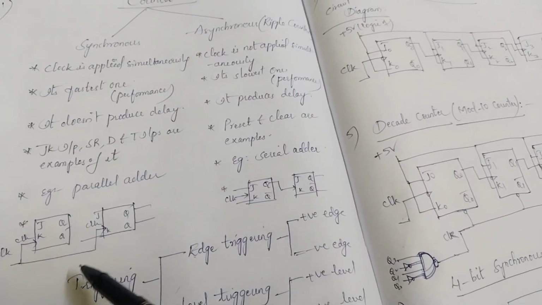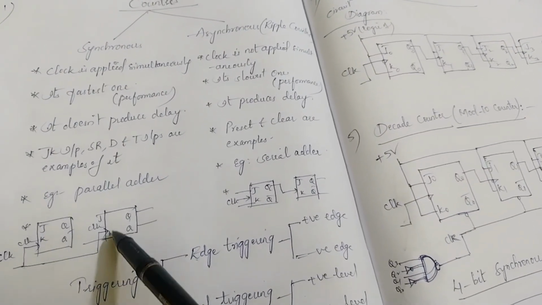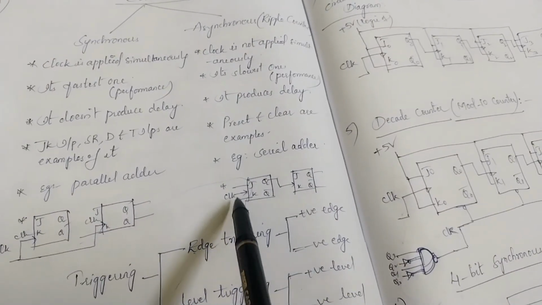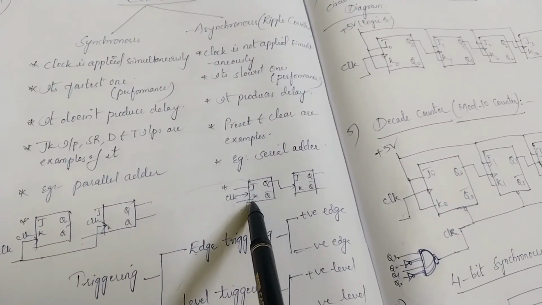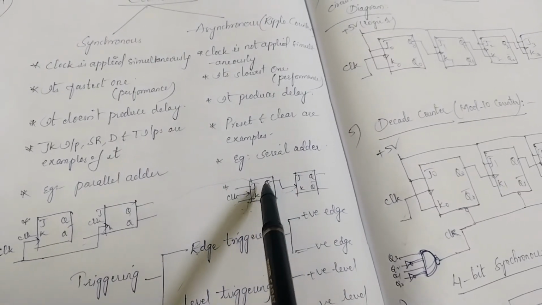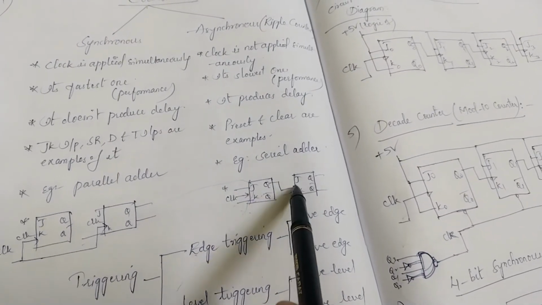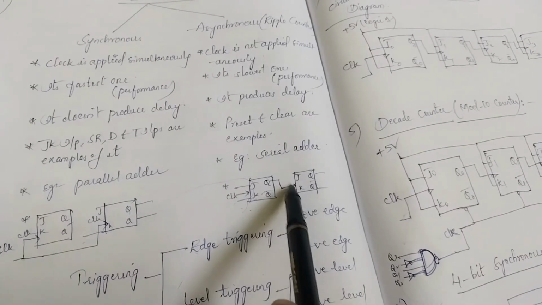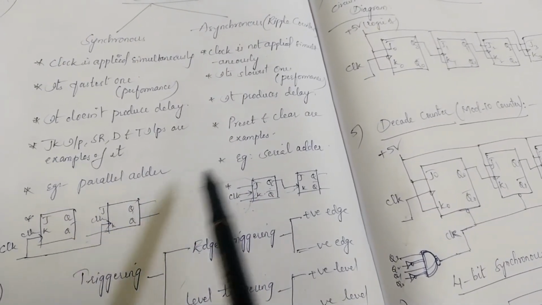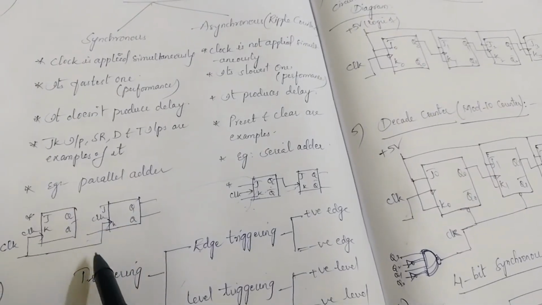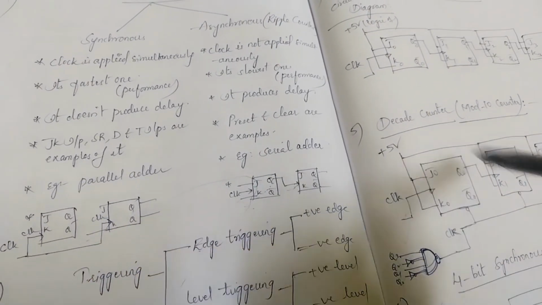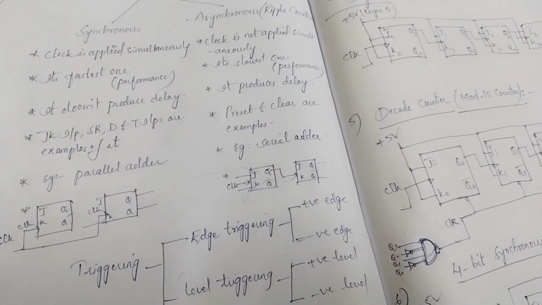So you can see from this diagram, here we are applying the clock simultaneously to these two flip-flops, but here we are not applying simultaneously. The clock is applied only to the first flip-flop, whereas the second flip-flop will be driven by the output of the first flip-flop. That means the second one's clock is applied from the output of the first one. So the second point is the fastest one and the slowest one. As the clock is applied simultaneously, obviously the synchronous counters are fastest, whereas the asynchronous counters are slower.